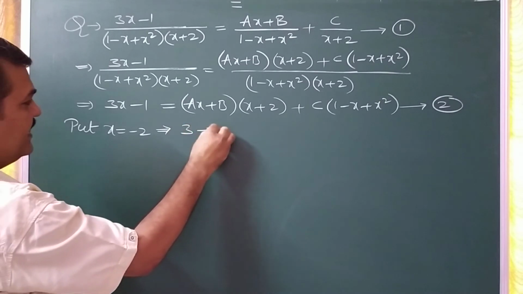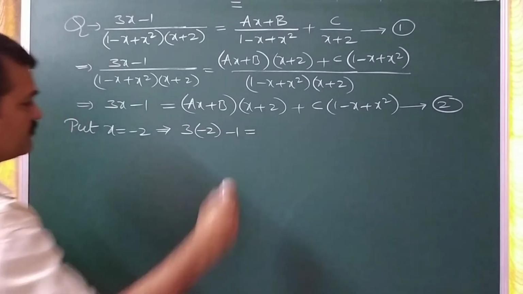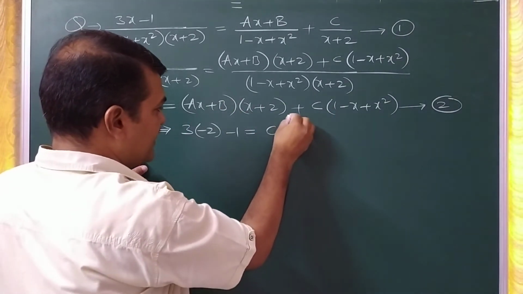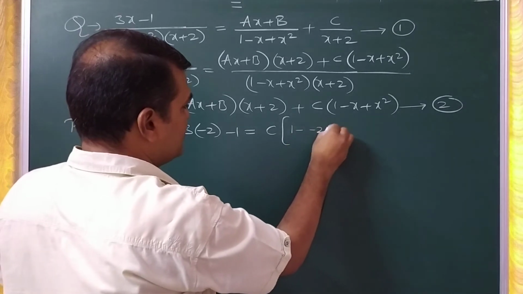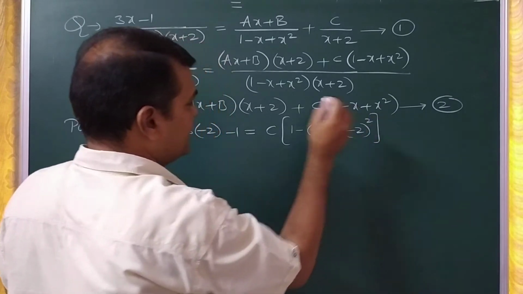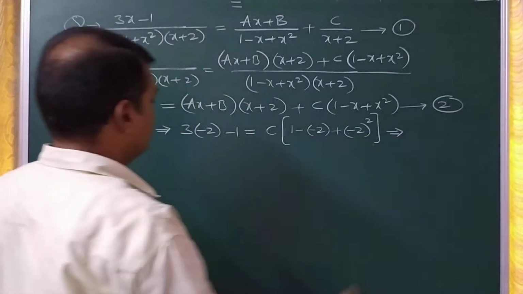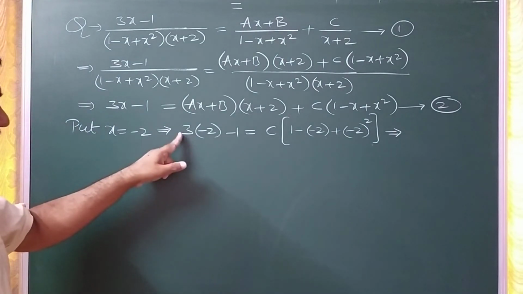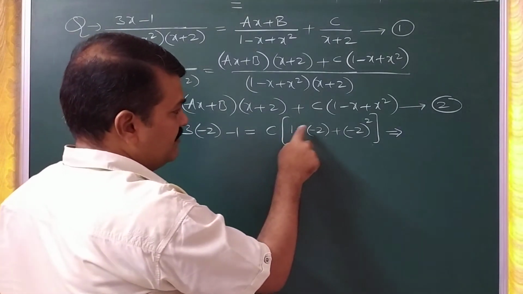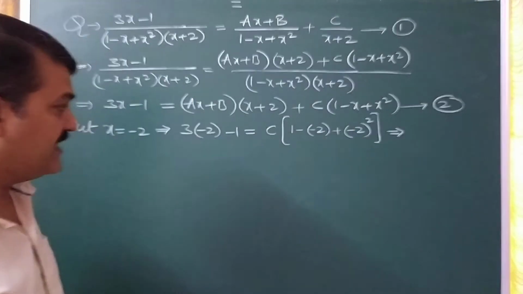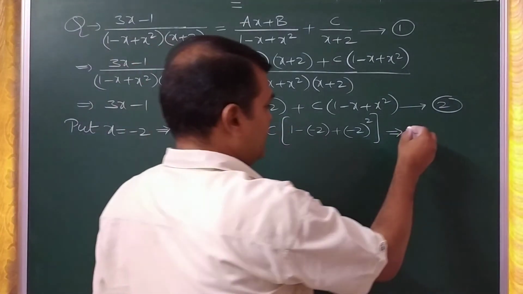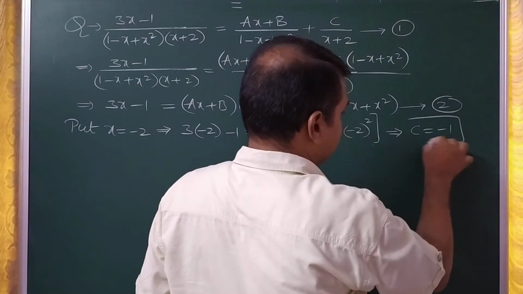So we will get 3 into minus 2 minus 1. X is taken as minus 2, so the first part will be anyhow 0. You will get C into 1 minus of minus 2 plus minus 2 whole square. Simplify this now. Simplifying this you will get minus 6 minus 1, that is minus 7. Here you will get 1 plus 2 plus 4, that means 7. So minus 7 is equal to C into 7. That means C is equal to minus 1.